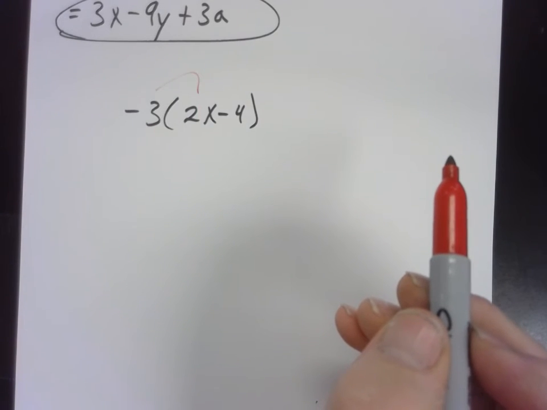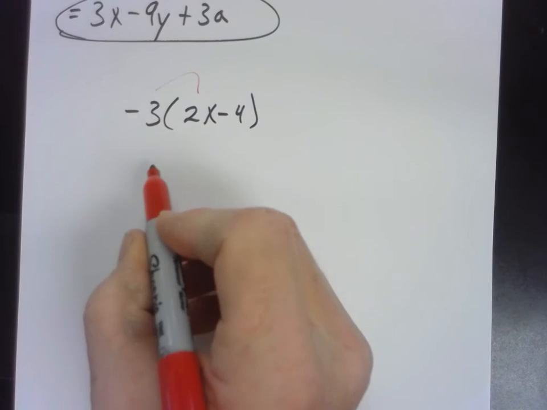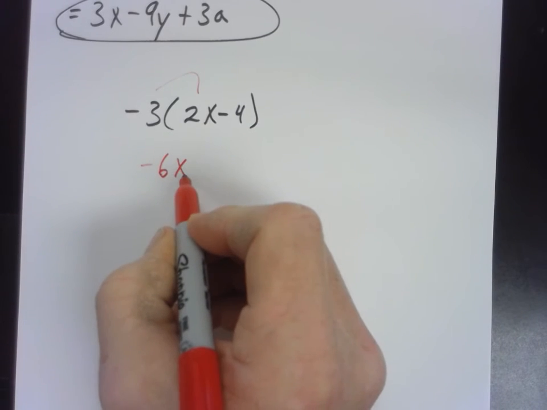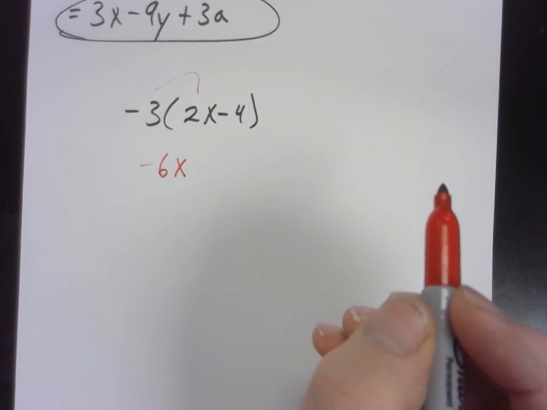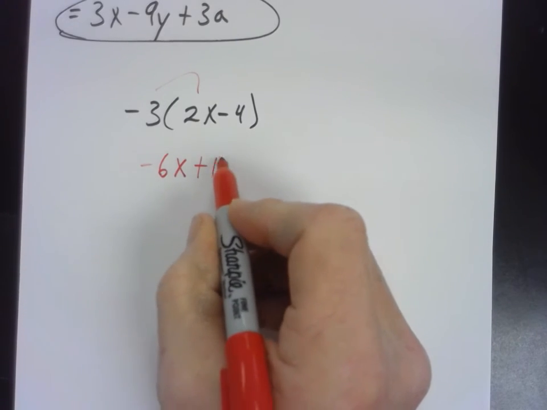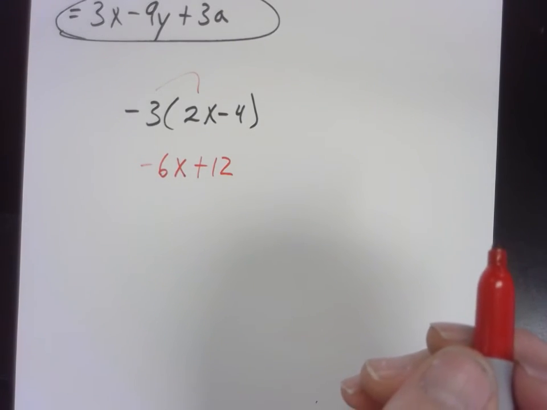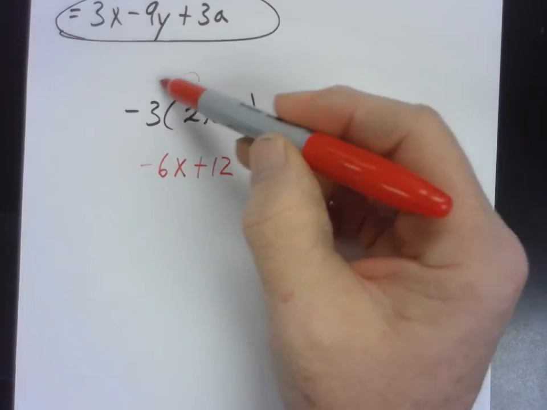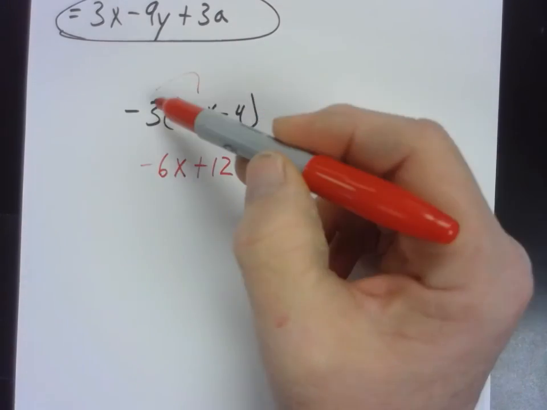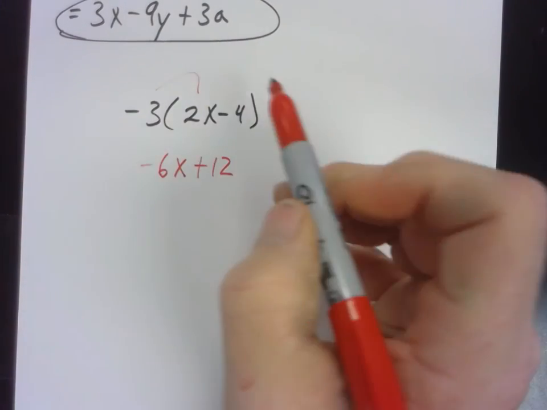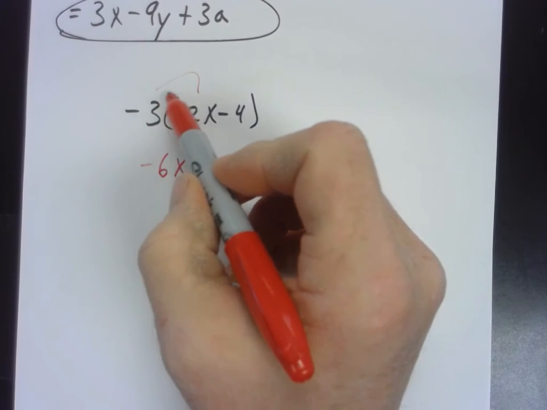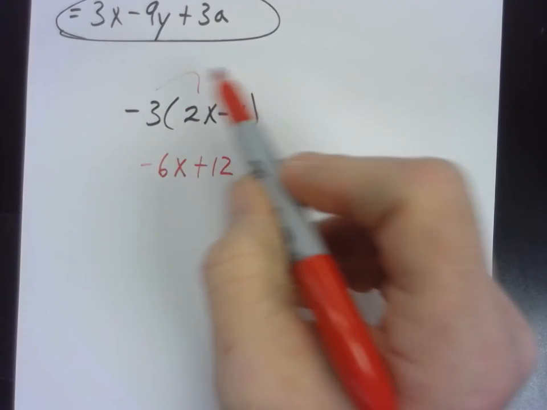Negative 3 times 2 times x. And negative 3 times negative 4. Positive 12. Is that what you're thinking to yourself? Negative 3 times these? Watch that sign. Make sure that not only do you distribute the 3, but you distribute the negative as well.